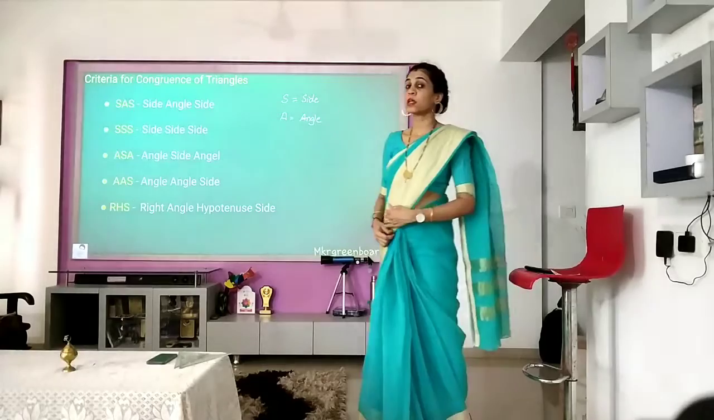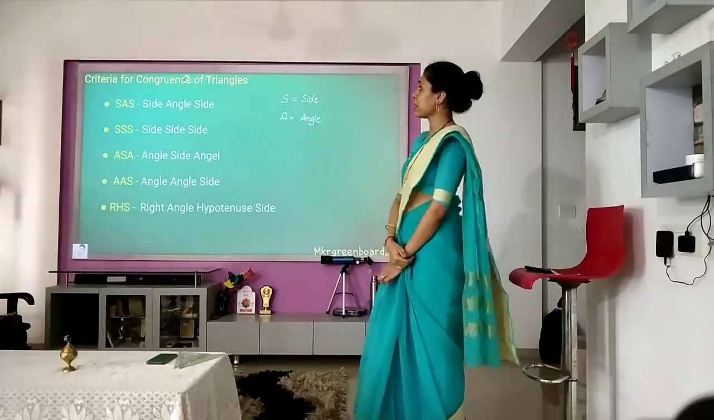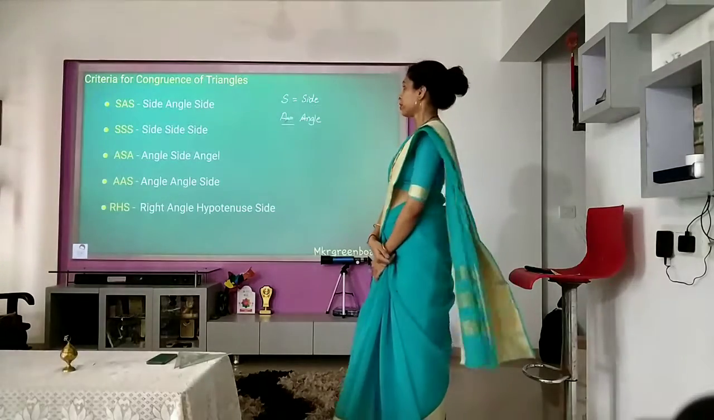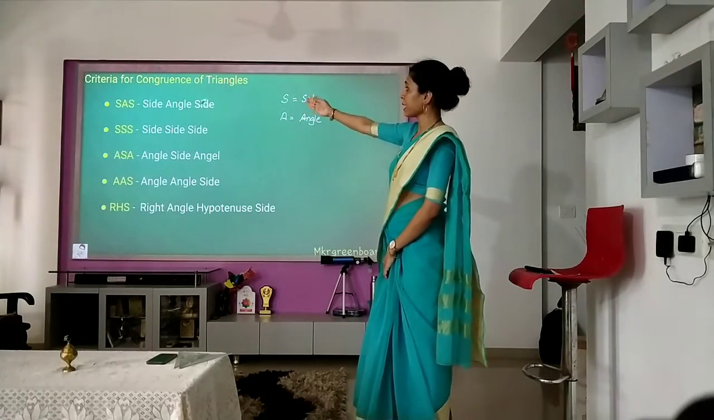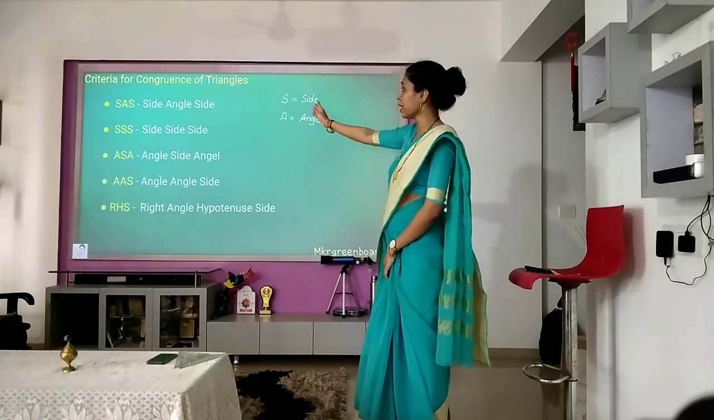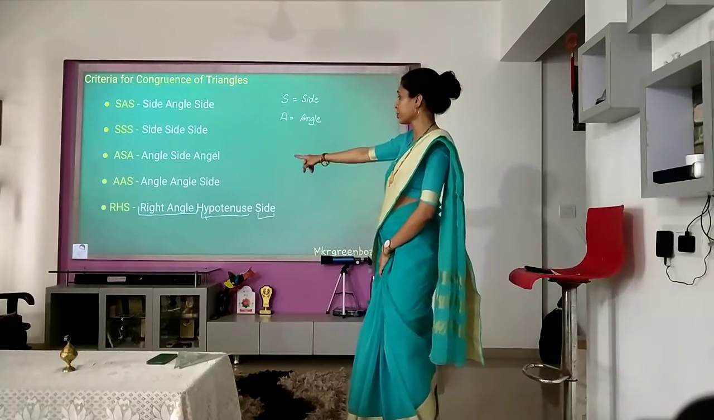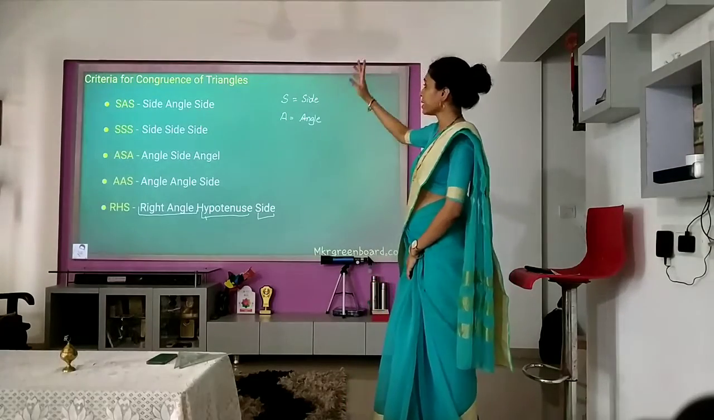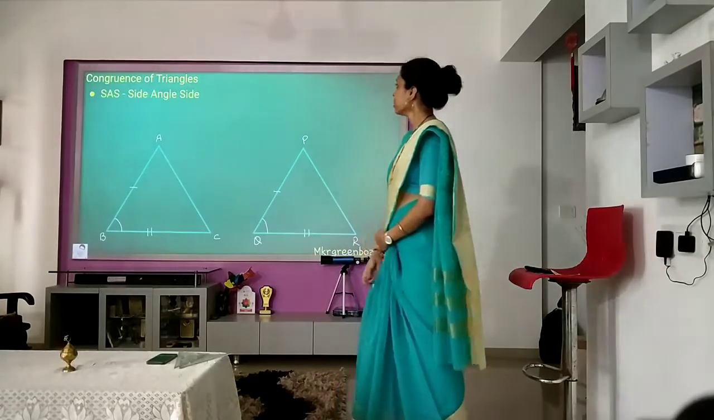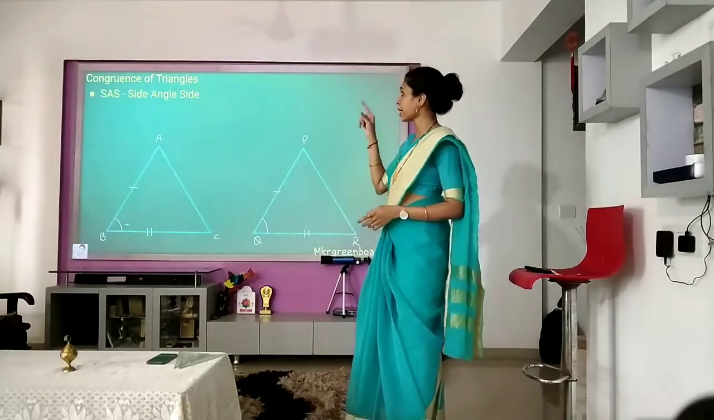Now let us discuss some of the criteria of congruence of a triangle. The criteria of congruence can be classified into 5 different categories. The first one is SAS, side angle side; SSS, side side side; ASA, angle side angle; AAS, angle angle side; and RHS, right angle hypotenuse side. As you can see, S stands for side and A stands for angle, as we discussed in the beginning of the lecture. Let us now come to the first congruency rule, that is SAS, side angle side.